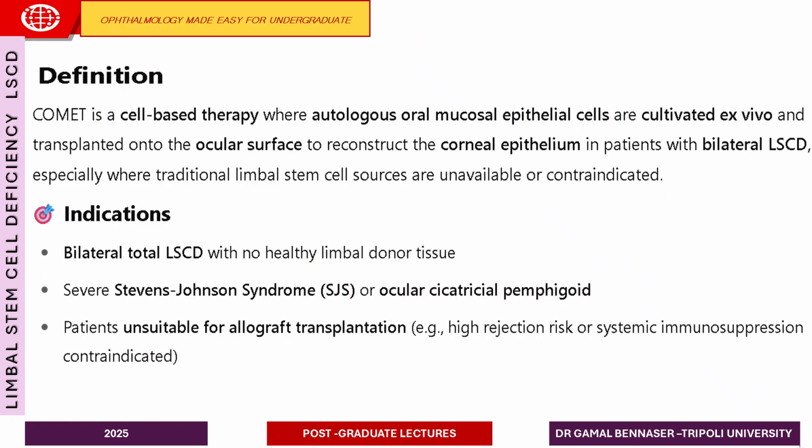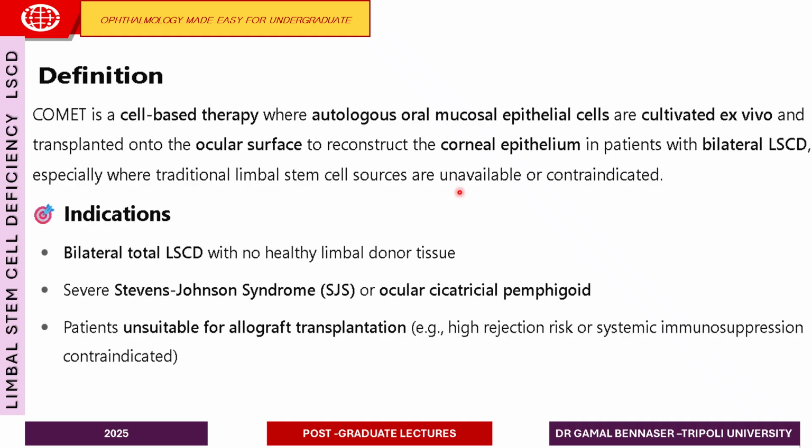Now, as I said before, it is a type of cell-based therapy, it is not a stem cell therapy, but it is a cell-based therapy. And the advantage is that it is autologous, because we utilize the oral mucosa epithelium to harvest a small piece of tissue and then transplant it into the ocular surface after it is cultivated in a special tissue culture or on amniotic membrane. So it is retransplanted again to the patient.